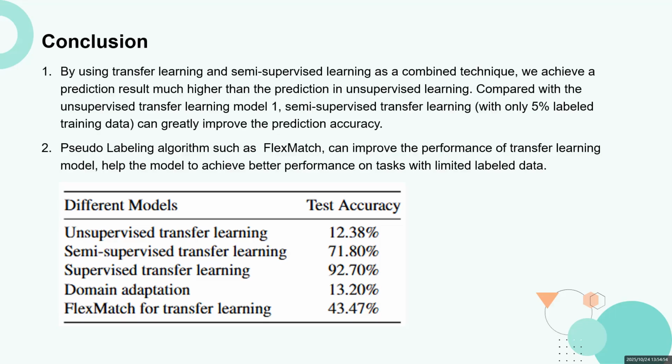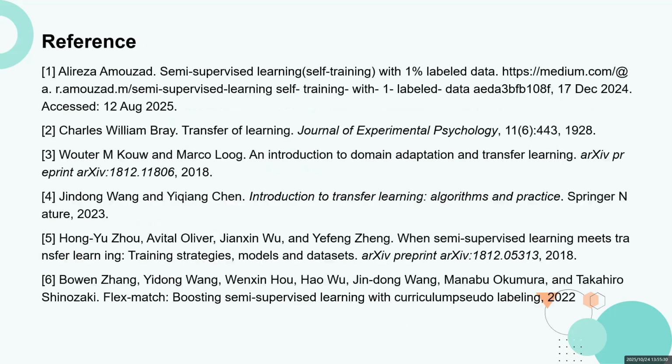And also, in Model 2 and Model 5, we use pseudo-labeling algorithms, such as FlexMatch. It can improve the performance of the transfer learning model and help the model achieve better performance on tasks with limited labeled data. Now, the picture below shows the test accuracy of the 5 models, and we can make a comparison and better understand the performance of different models in different contexts. That's the reference.